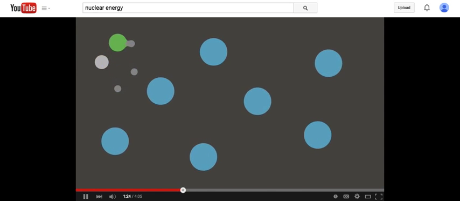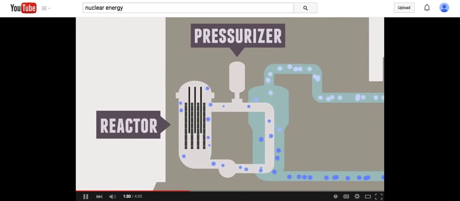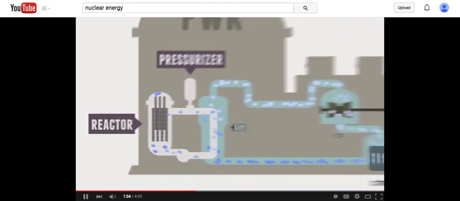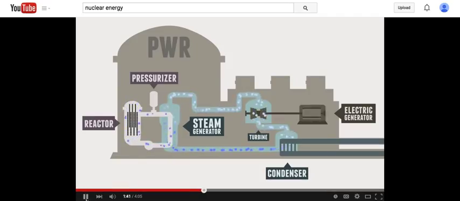...are placed in rods within the reactor. The atoms of uranium undergo a controlled chain reaction which emits heat. Pressurized water around the reactor vessel is heated and circulated through pipes in a steam generator, which produces water vapor that spins a turbine attached to a generator.